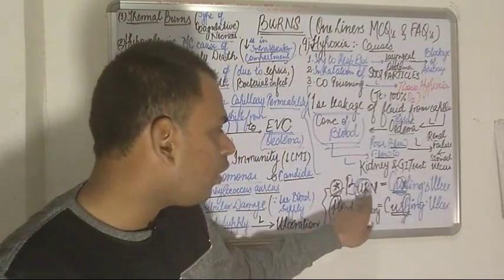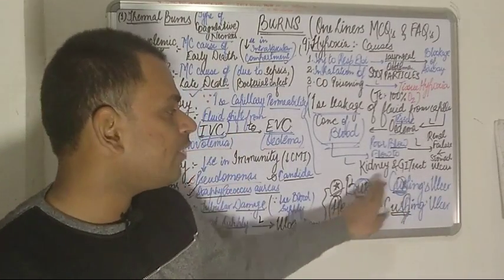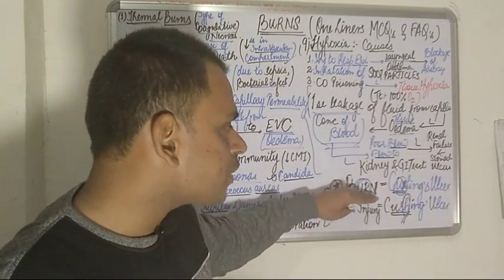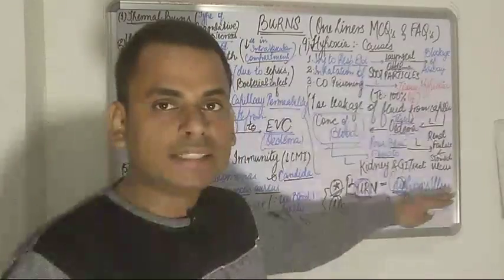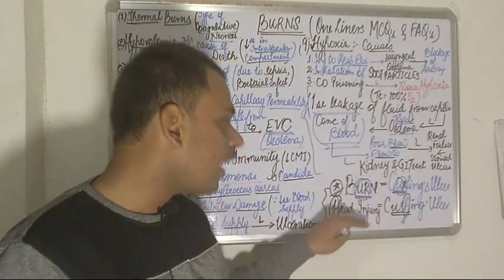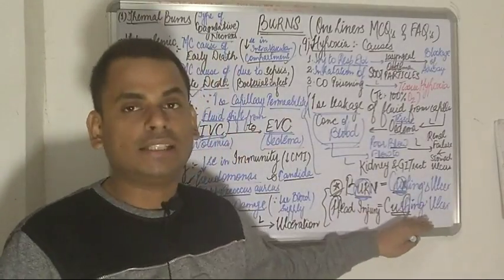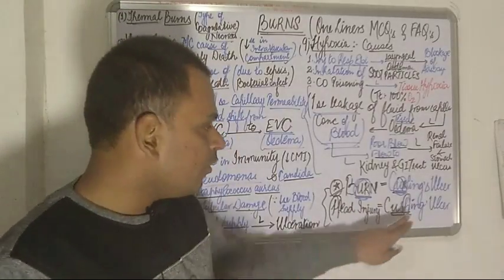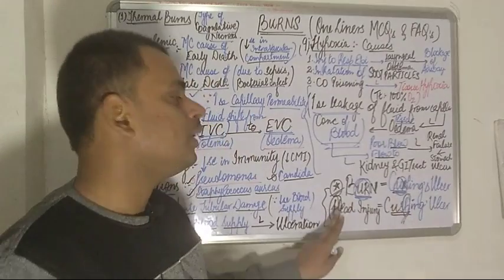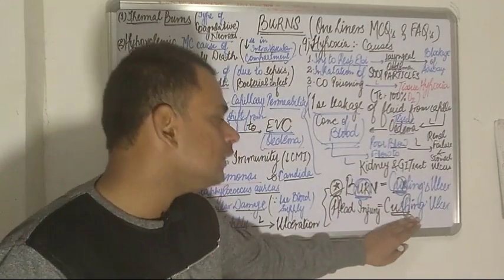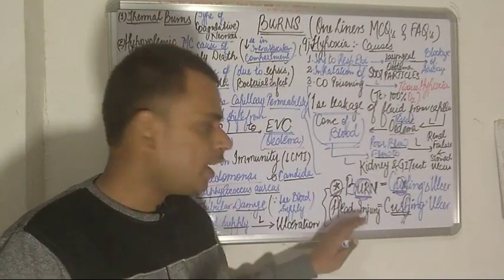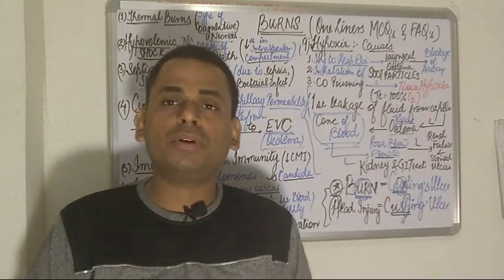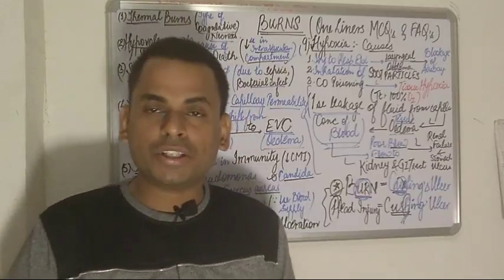So the UR of the burn refers to the UR of the Curling's. In patients of burn, the Curling's ulcer is seen in the stomach, and in patients of head injury, the Cushing's ulcer is seen, where the H of the Cushing's refers to the head. So the Cushing's ulcer is seen in patients of head injury. So students, this was my discussion about the complications seen in patients of burn.